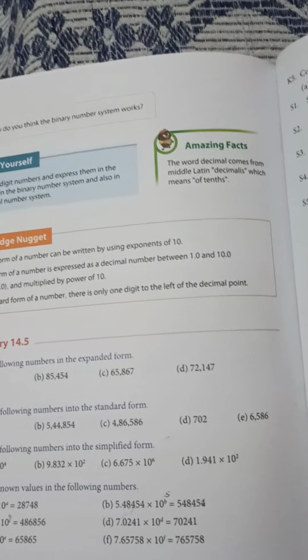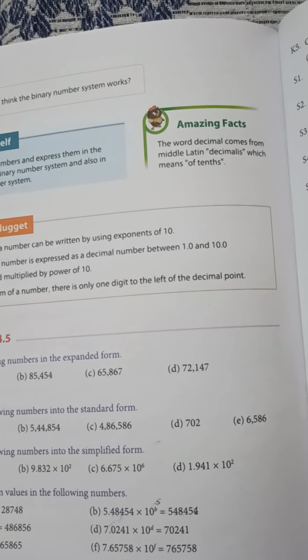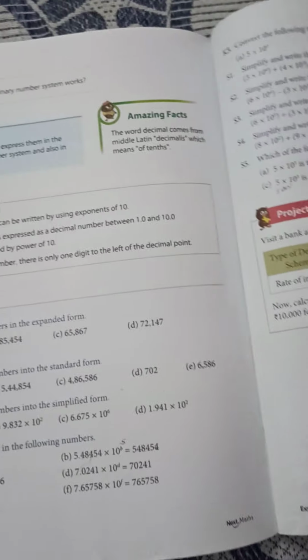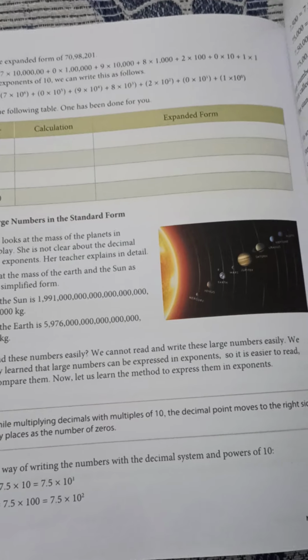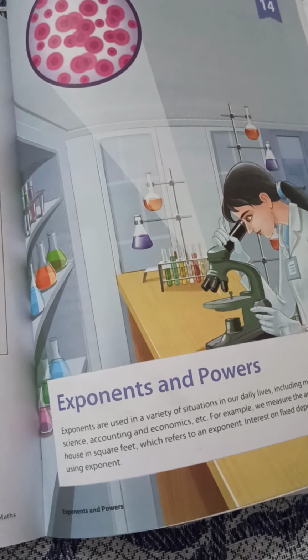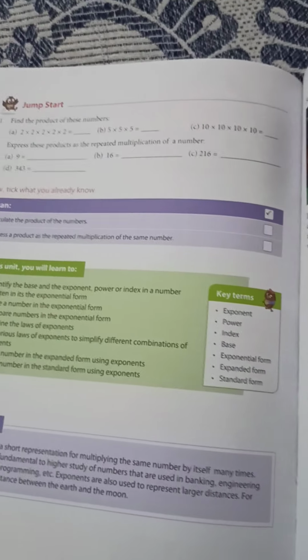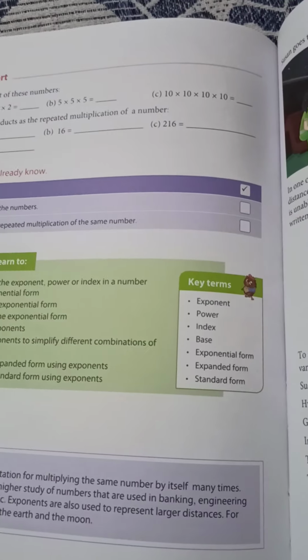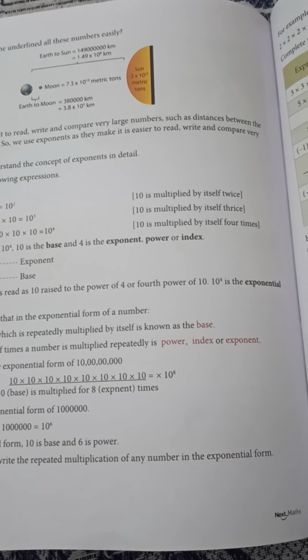Clear this one? So students, today we have completed chapter 14. In this chapter 14, if you have any problem regarding any exercise, we have done 5 exercises and these are like this. The first one is about the exponents and power. So exponents or powers are what? This we have studied. Exponents, power, index, they all are equal.